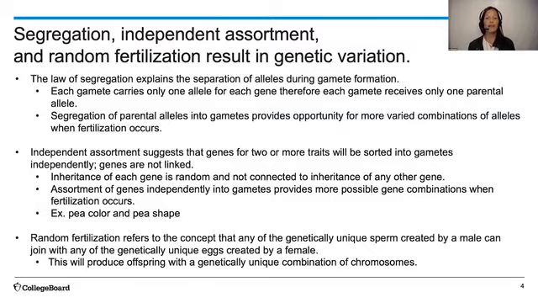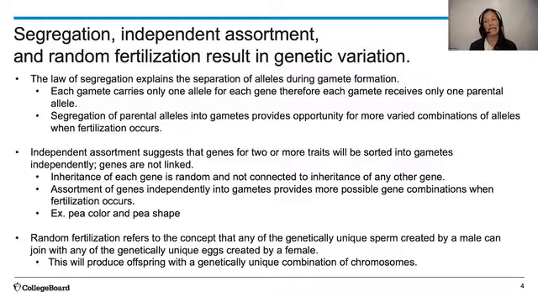Take a breath. The second piece of this is independent assortment. So what independent assortment does is it suggests that genes for 2 or more traits will be sorted into gametes independently. This means that the genes are not linked, they're not inherited together. Inheritance of each gene, therefore, is random, and it's not connected to the inheritance of any other gene. This assortment of genes independently into gametes provides more possible gene combinations when fertilization occurs. An example to help you think about this is pea color and pea shape in Mendel's famous experiments. The color doesn't determine the shape.